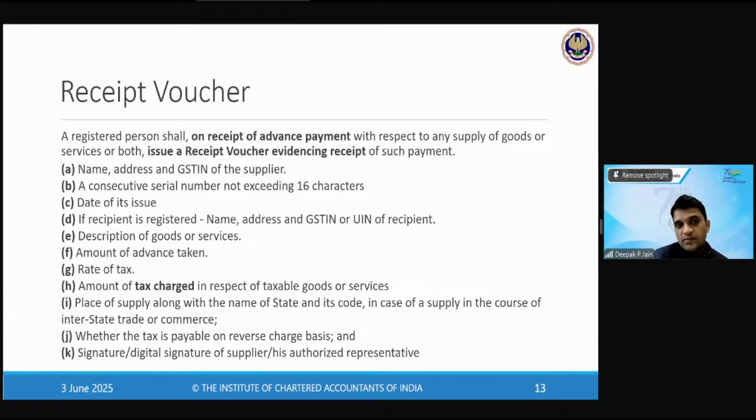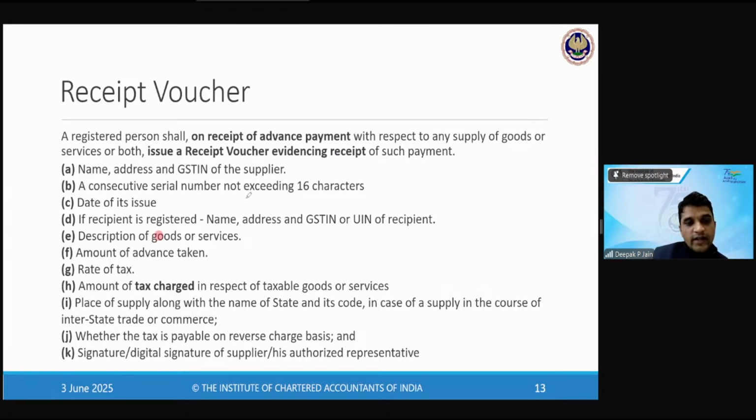But if you are a service provider, then you have to pay GST on receipt of advance also. So you have to issue a receipt voucher irrespective of whether GST is charged or not, because it will just have the details of everything other than the taxes. So it will have the name, address, and GSTN of the supplier. It will have the consecutive serial number.